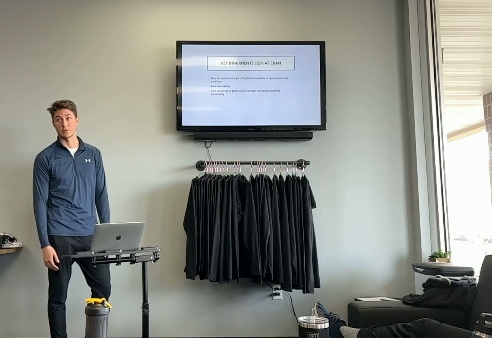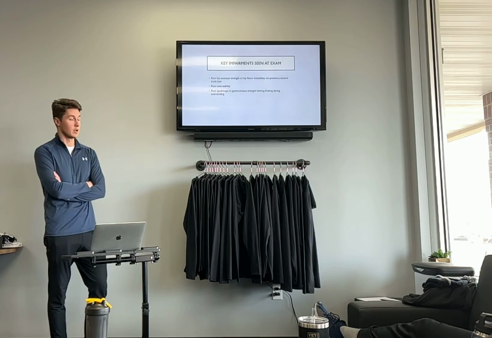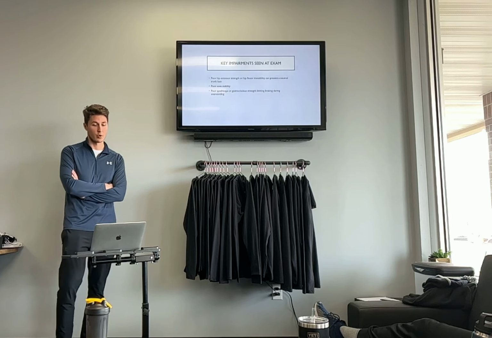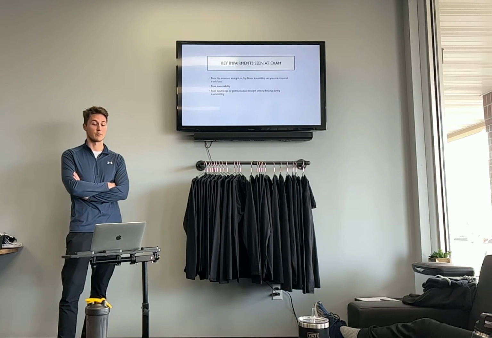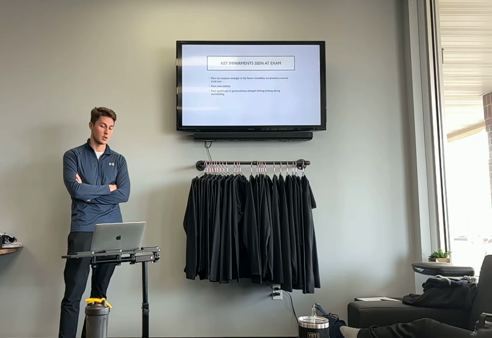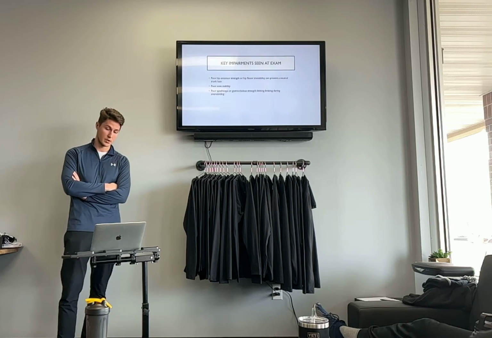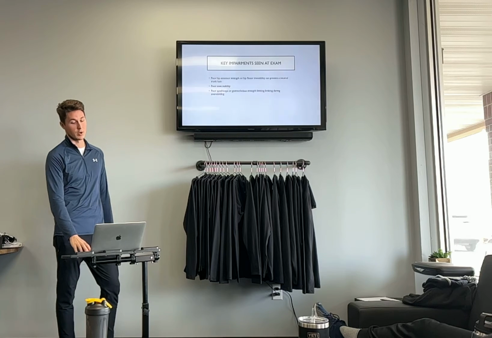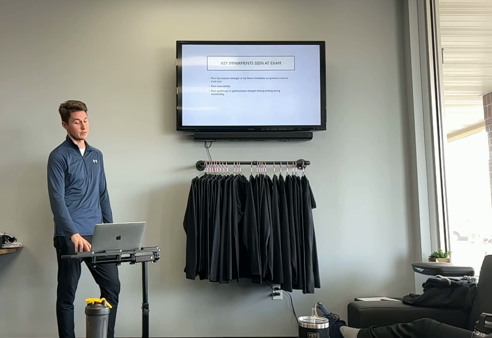And some of the impairments that you'll see during their exam, their deficits with movement, are going to be poor hip extensor strength or hip flexor immobility. These can prevent a neutral trunk lean, poor core stability, and then poor quadriceps or gastroc-soleus strength. And that's going to limit braking during the overstriding.